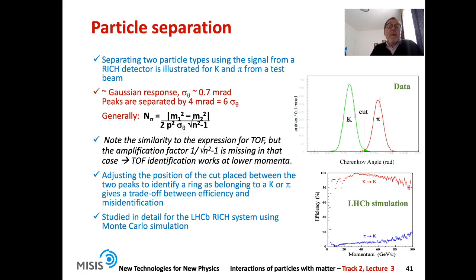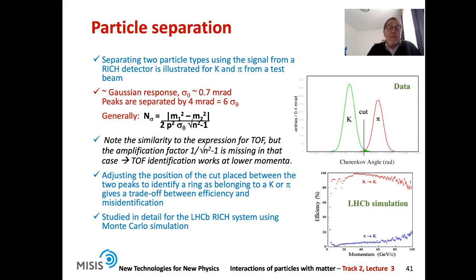In general, the number of sigma in separating two tracks with masses m1 and m2 is given by this formula. It is inversely proportional to momentum squared and to sigma in determining theta, so it is quite similar to the expression for time of flight accuracy. However, in case of RICH, we have an additional amplification factor 1 over square root of n squared minus 1, which is missing for time of flight.